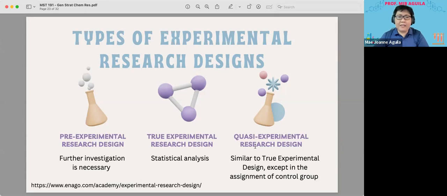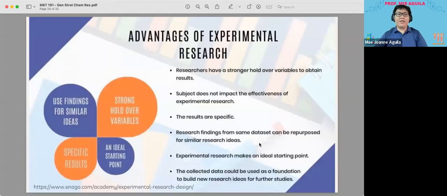Okay? But what I wanted to emphasize would be the advantages of a sound experimental design. So a sound experimental design allows you to use findings for similar ideas. It has a stronghold over variables. It has specific results, and it is generally an ideal starting point for further or for enriching your research.